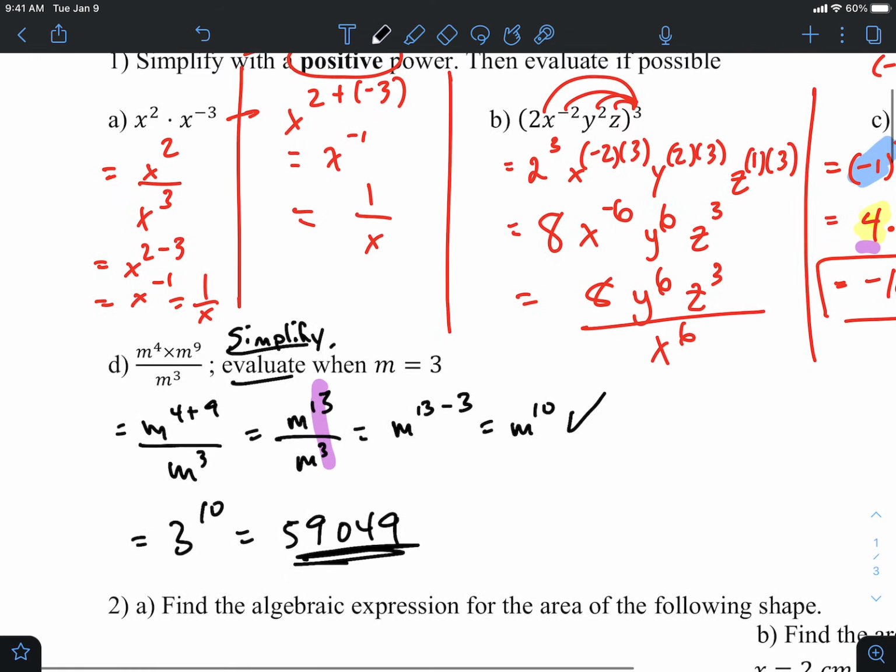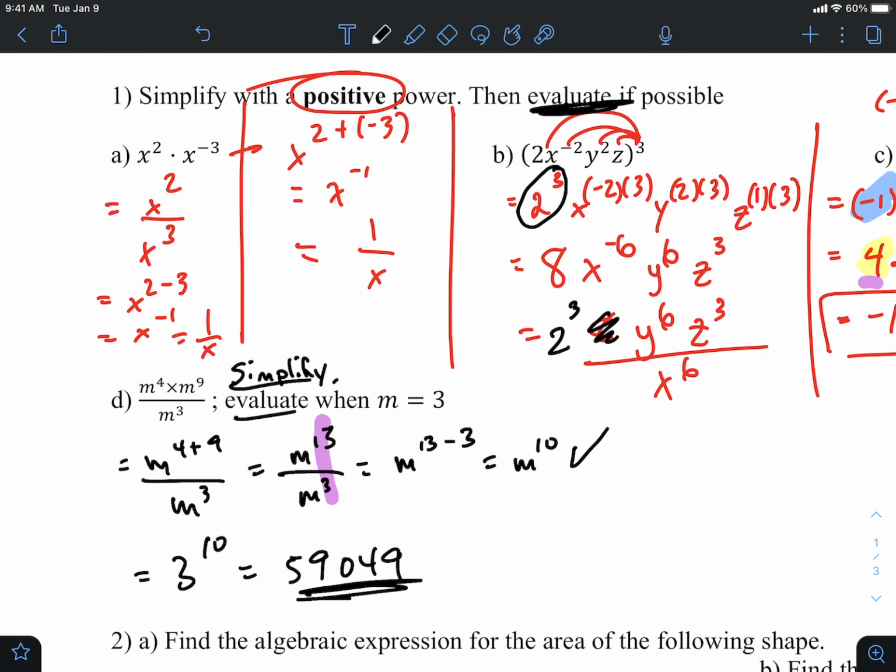Also, when I went back up, some people did all this question right, and then instead of writing 8, they wrote 2 to the power of 3. Evaluate if possible. If at all possible, give me a number. That's what evaluate means. So they just left 2 to the power of 3. I want that 8 there.